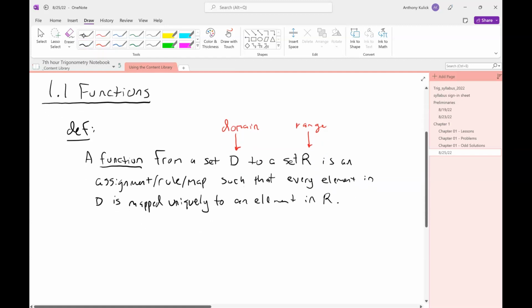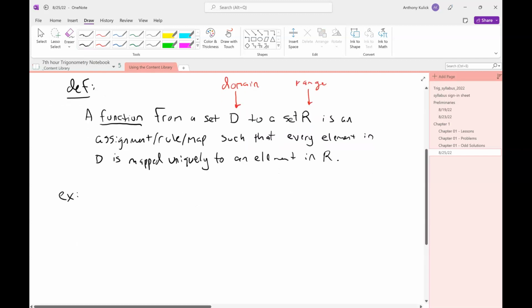So there's kind of 2 parts to this function definition. All the things in the domain get used, and they only get paired to one thing from the range, right? Nothing gets to go to 2 different ranges. Everybody cool with that? So let's look at some examples.